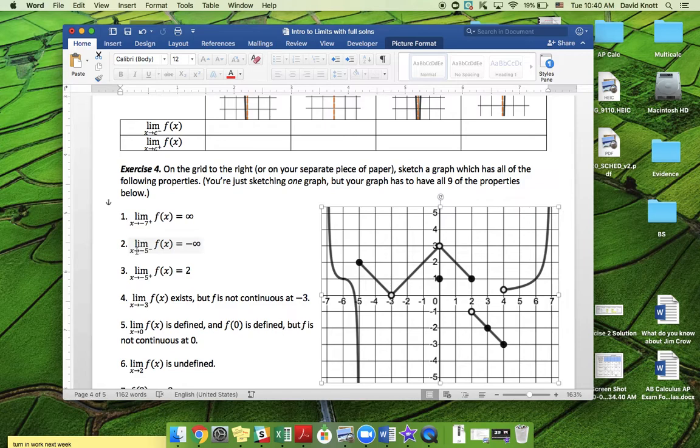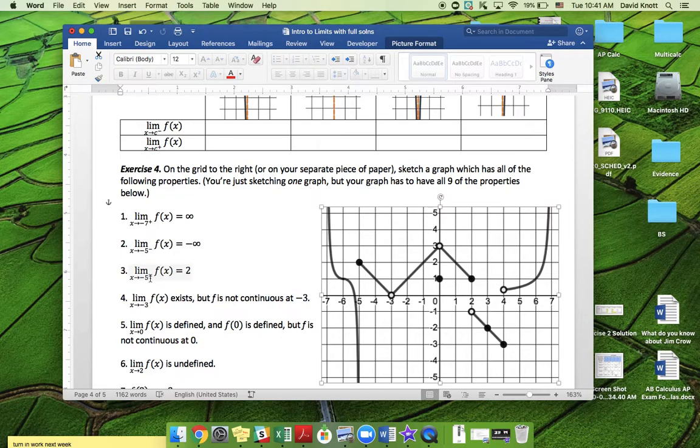Property number 2, the limit as x approaches -5 from the left is negative infinity. What that means is as I get very close to -5 from the left, the value of my function should be going to negative infinity, and it is, right? Okay, so that's property 2.